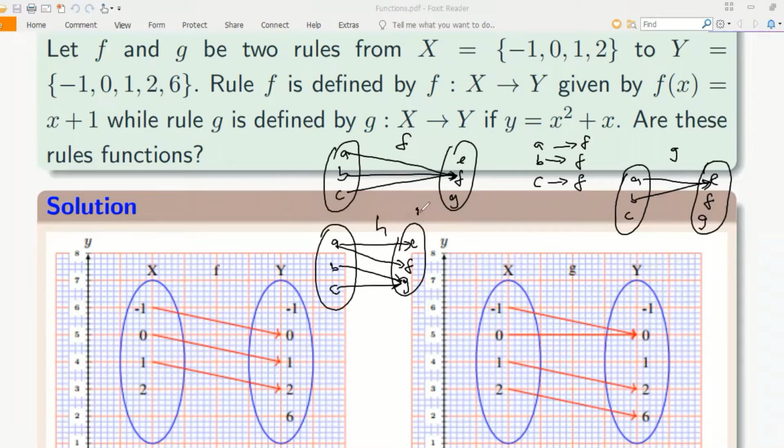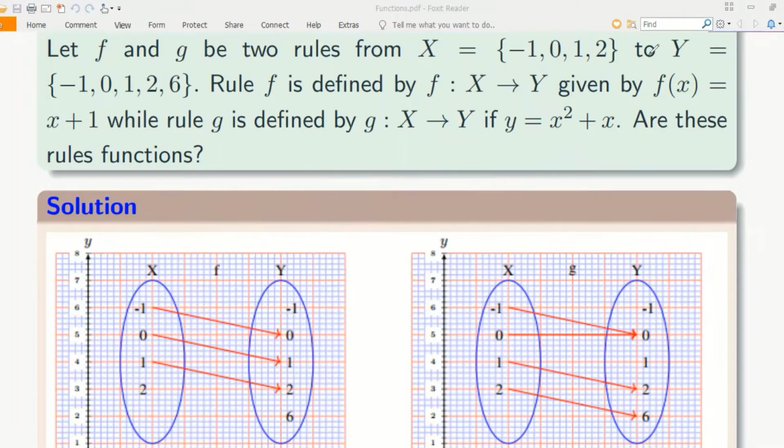Suppose this was set A and this was set B. We are mapping from B to A. So that means that H, which assigns elements of B to those of A, is not a function, because element A has two images. And so I think that makes that definition clear, that you now know what a function is and what a rule that is not a function is.